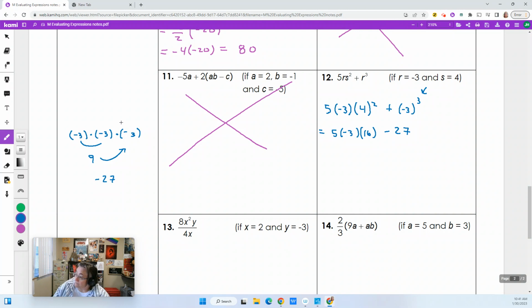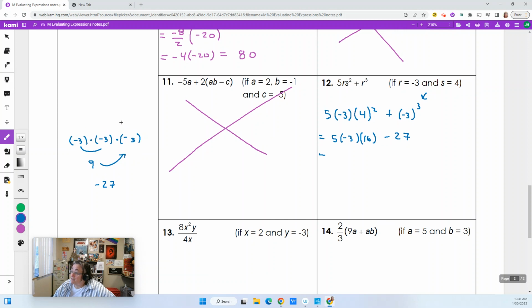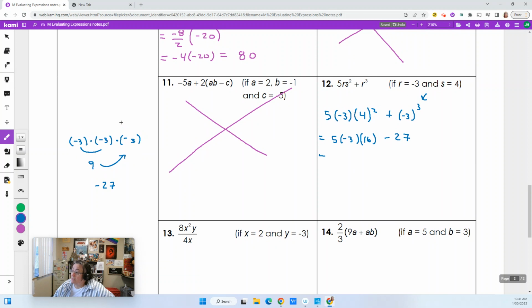Now, I know that it's going to be negative, right? I'm going to be left here with negative if I start first, because it says we do our multiplication in order from left to right. So 5 times negative 3 is negative 15.